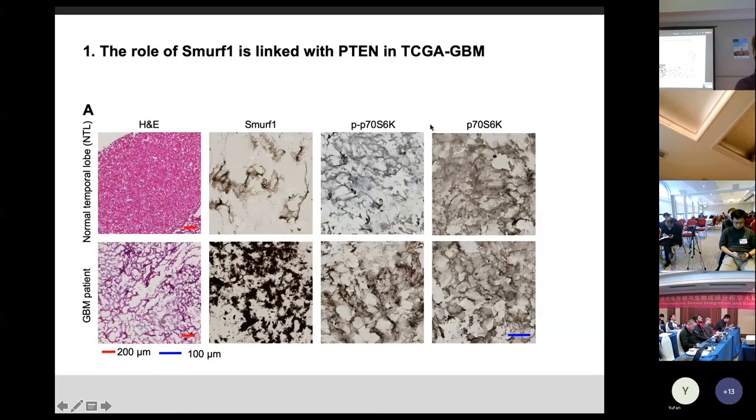Once we look at the downstream signal pathway, we can see PS6K, which is also related to the downstream of PTEN's substrate. So this is hyperactivated. Basically, we should give people the general idea: this SMURF1 is PTEN's E3 ligase. Once it is hyperactivated, the PTEN will decrease, and the signal pathway will be hyperactivated.